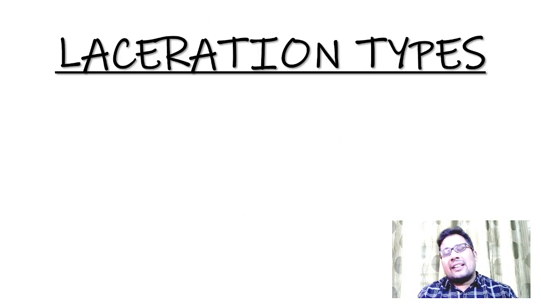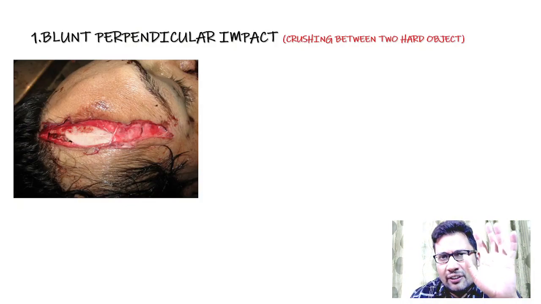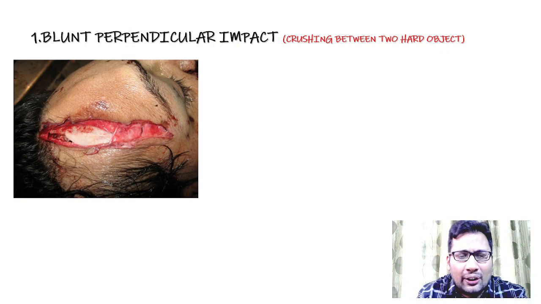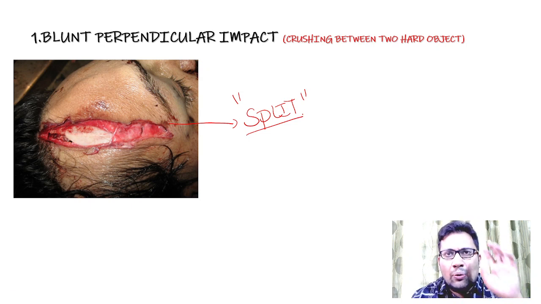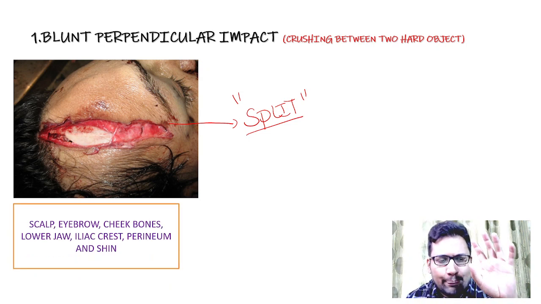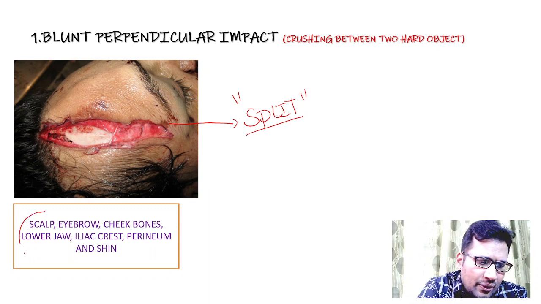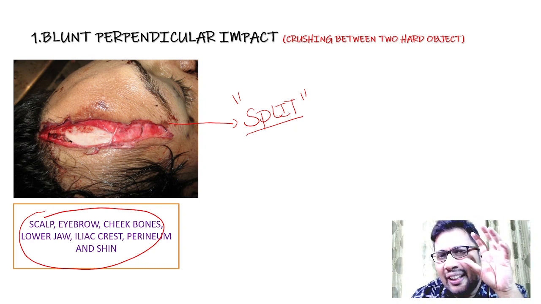So what are the types of laceration? Let me just revise all the types of laceration in 1 minute. This is the first one. You can see the blunt perpendicular impact, because of crushing between two hard objects. This is split laceration. It is already discussed. What are the common sites? Scalp, eyebrow, cheekbones, lower jaw, iliac crest, perineum and the shin. This is very commonly asked. This is also known as incised looking laceration.